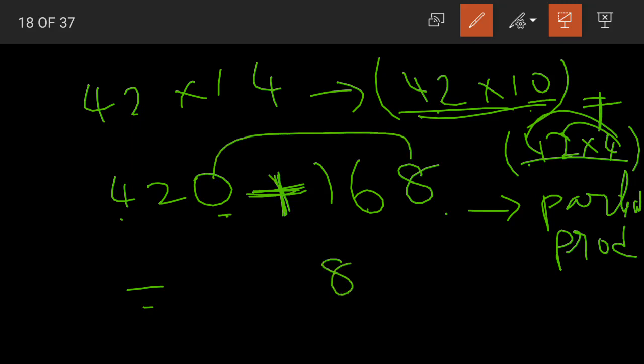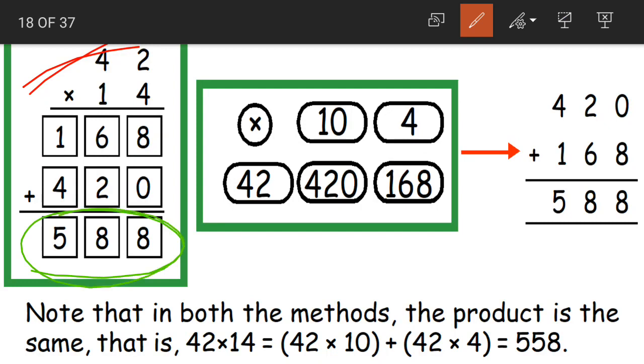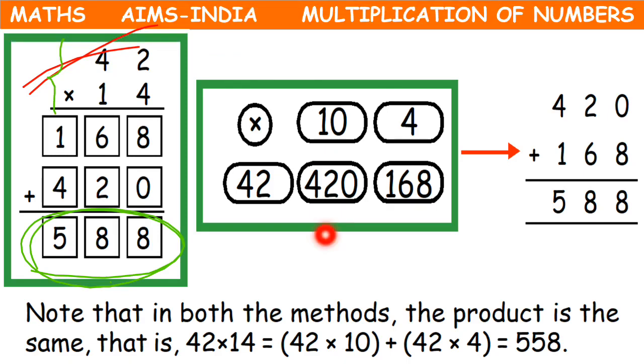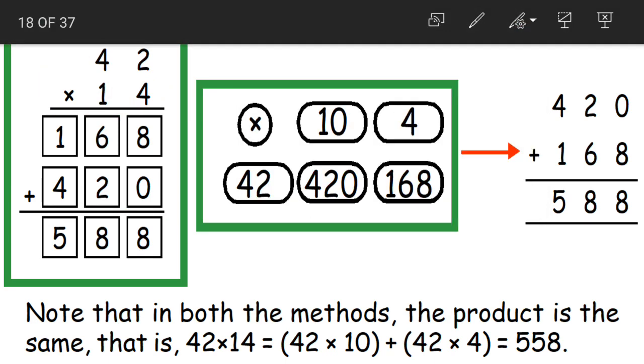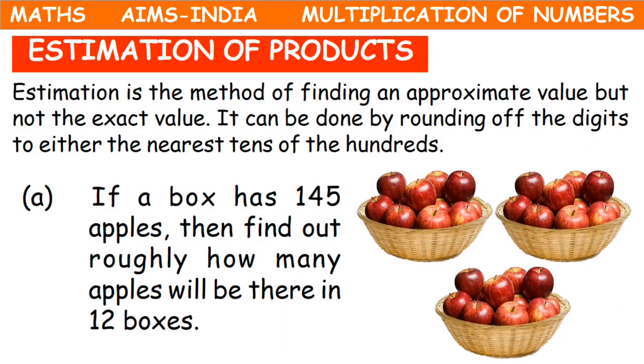0 plus 8, 8. 2 plus 6, 8. 4 plus 1, 5. What is our final answer? 588. That is the same as the number that we got by direct multiplication. Yes or no? So from this what can we understand? No matter whether we multiply with the expanded form or we directly multiply using the number, the answer will be the same. In both the methods, we will get the same answer. Okay children, the product will be the same.